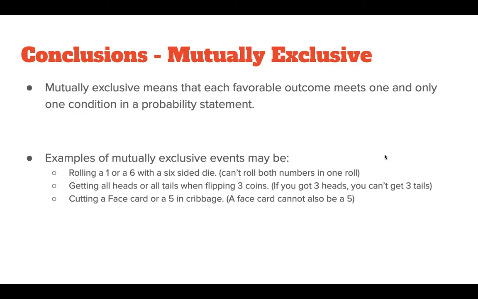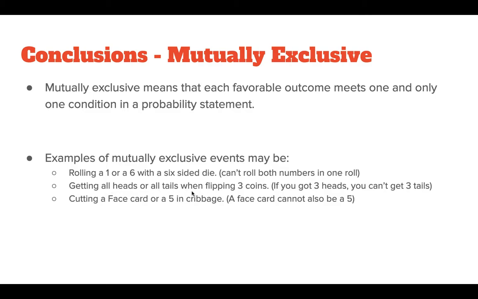So if I just summarize, mutually exclusive means that each outcome meets only one condition in the probability statement. It's not going to meet both of them. So if I look at my example, rolling a 1 or a 6 with a 6-sided die, I can't roll both numbers in the same roll. So I don't have to worry about an intersection there. I'm either going to get a 1 or a 6 or none of those. I can't get them both at the same time.